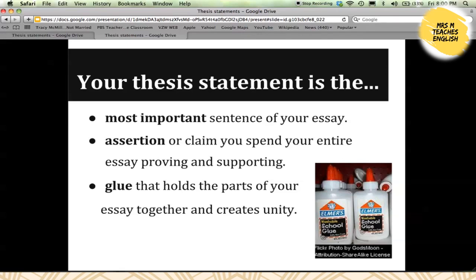So in effect, it's the metaphorical glue that holds the various parts of your essay together, creates unity and cohesion. And because it's the most important sentence of your essay, you want to make sure that it is really strong writing. So I always suggest that students look at the essay prompt or question and then write their thesis statement and spend some time on it to make sure it is as strong as it possibly can be, because the rest of the essay is really going to support that statement. All of the evidence, all of the analysis is there to prove that that statement is correct.